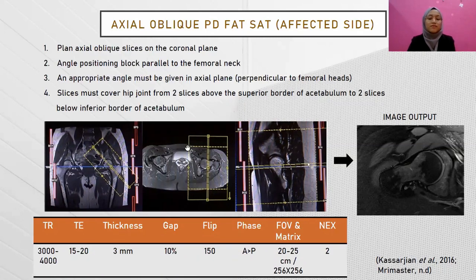The scanning parameters are TR 3000 to 4000, TE 15 to 20, thickness 3 mm, gap 10%, flip 150, phase anterior to posterior, FOV 20 to 25 cm, matrix 256 times 256, NEX 2.